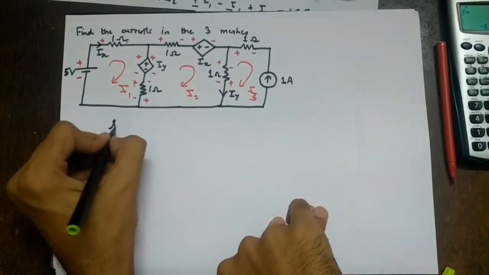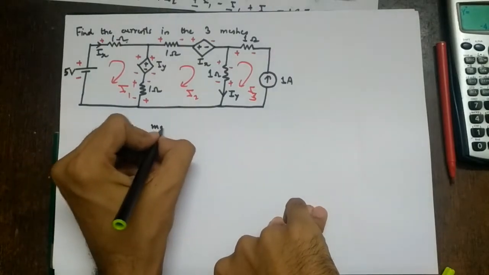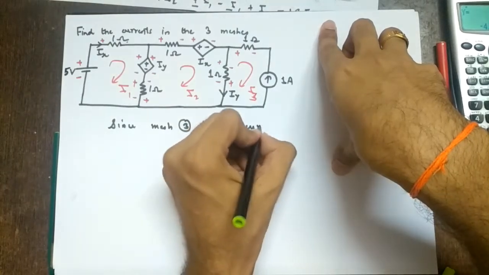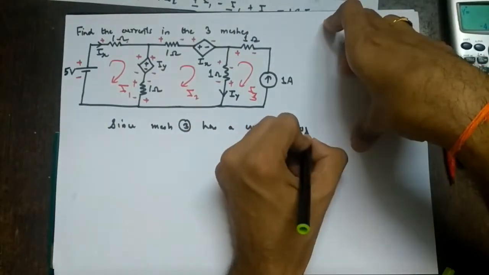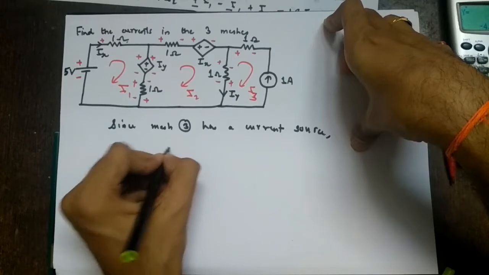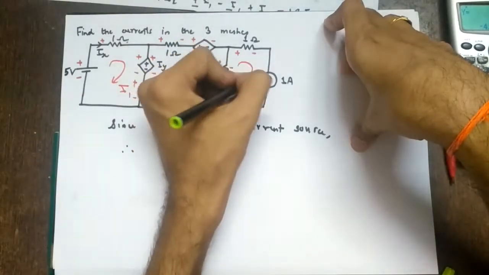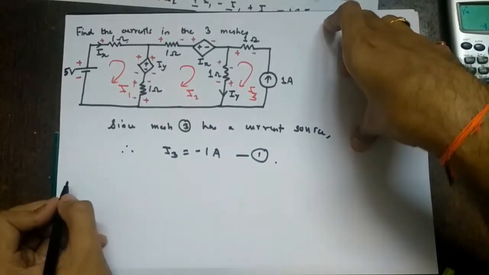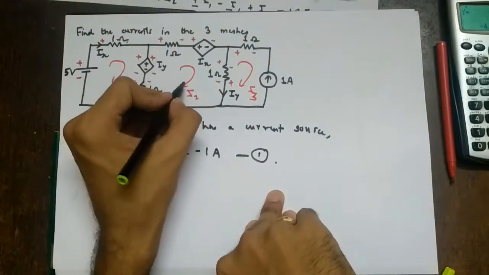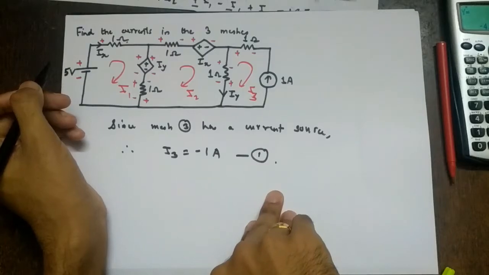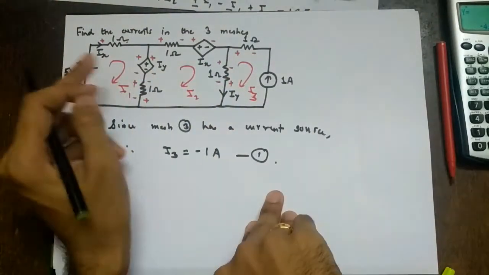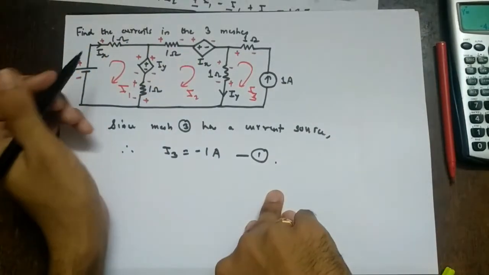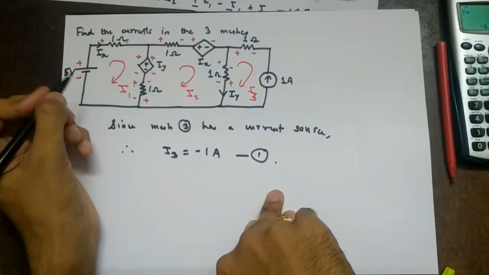But what we can write, since mesh 3 has a current source, therefore I3 will be what directly? It is going in opposite direction, so minus 1 ampere. So this is equation number 1. Then you observe, we have to just find I1 and I2. We have found one of the mesh currents. So what is the first step? Assign mesh currents, then assign polarities. Then what is the third step? To write the equations for dependent quantities.